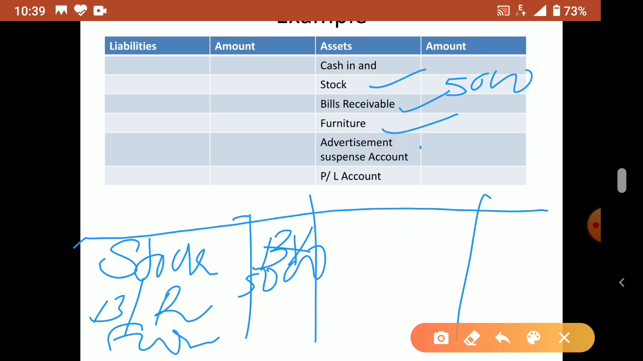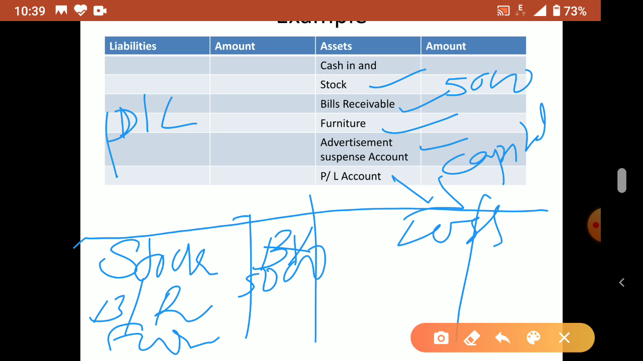Now advertisement suspense. This you don't take here. This will go where? In the capital account. Capital account where? Debit side. It is a loss for the partners, so the debit side of the partners' capital account. P and L account. This also will go where? Debit side of the capital account. If P and L appears here, this means what? Loss. P and L account on the asset side means loss.